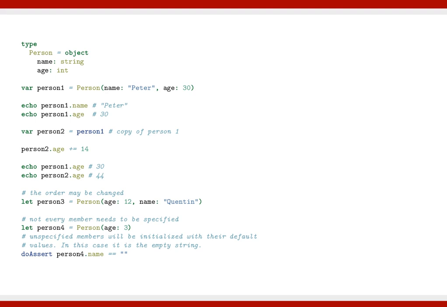# the order may be changed. let person3 = Person(age: 12, name: "Quentin"). # not every member needs to be specified. let person4 = Person(age: 3). # unspecified members will be initialized with their default values. In this case it is the empty string. doAssert person4.name == "".